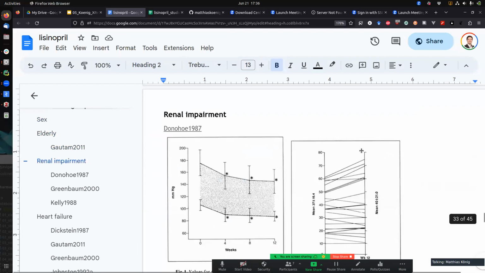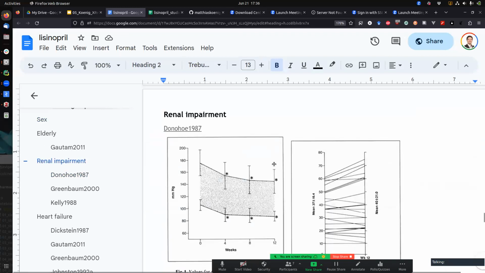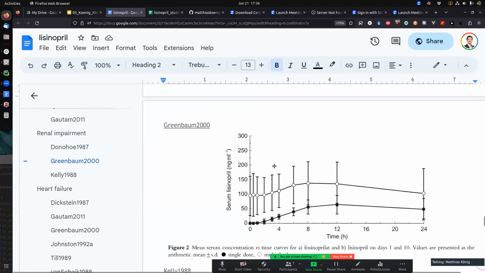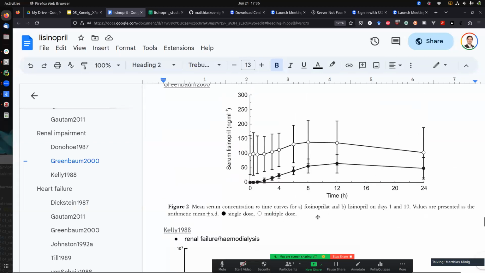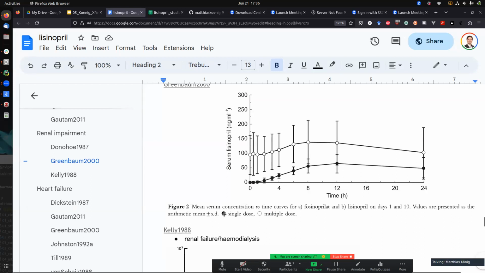Like I said, the two subgroups really interesting in the end are the renal impairment and the impaired cardiac output groups. And you can see some big differences here. Here you see the differences in lisinopril between the single dose and the multiple dose. For the renal impairment, this is not going down much after 24 hours.